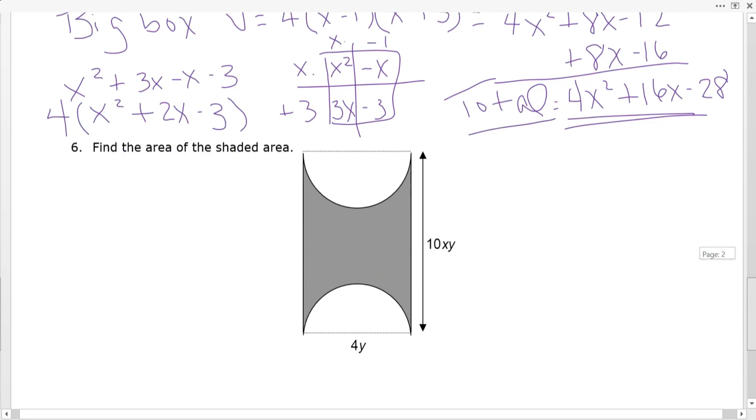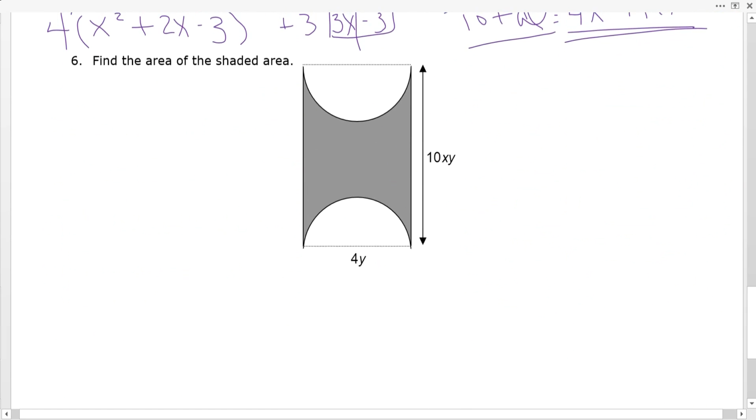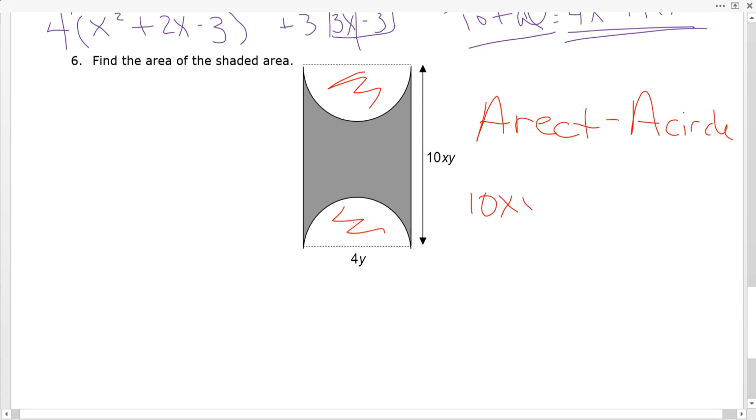All right, last one, shaded area. Okay, so I have a rectangle. My area of my rectangle minus the area of a circle, because together this and this make a circle. So the area of the rectangle is 10xy times 4y, which is 40xy squared. And the area of the circle is going to be pi r squared.